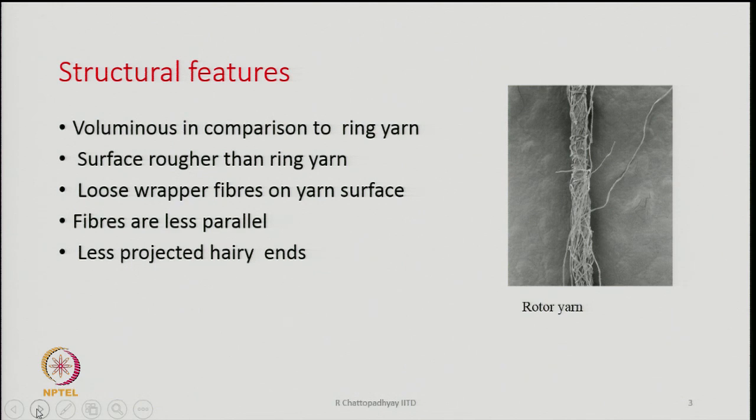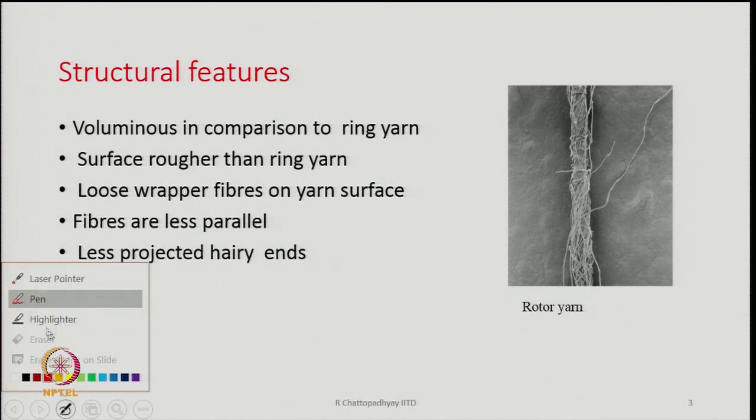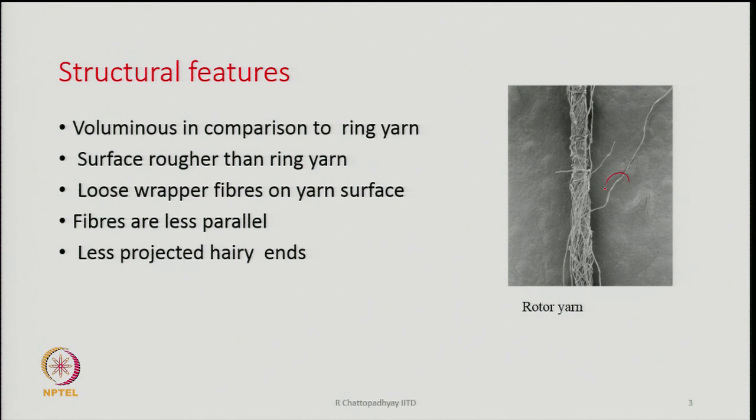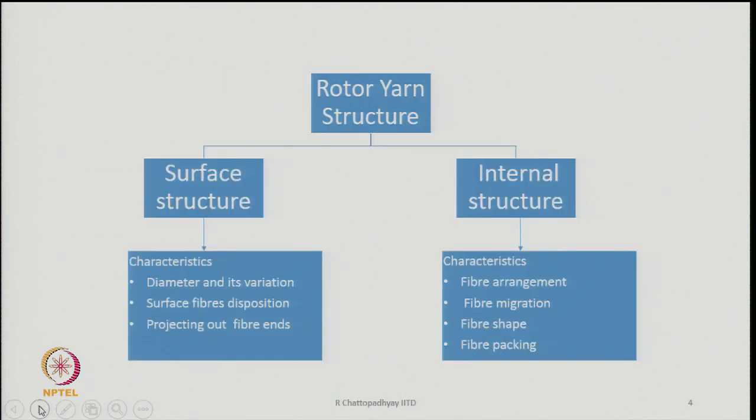The other part is the hairy ends. What you see here is a hair, this is also a hair, this is also a hair. These are hairy ends. These ends on an average are much less in the case of rotor spun yarn in comparison to ring yarns. So, these are some of the typical features.